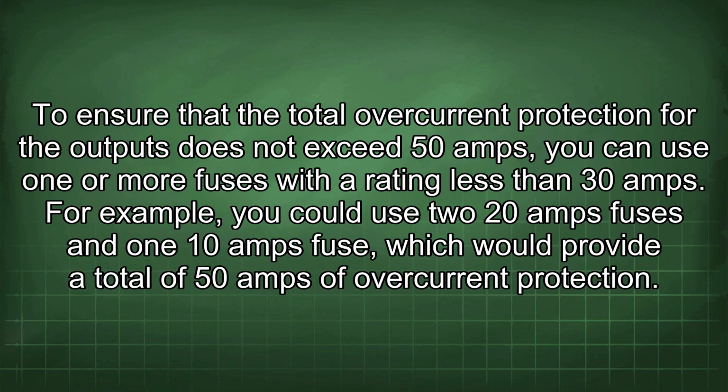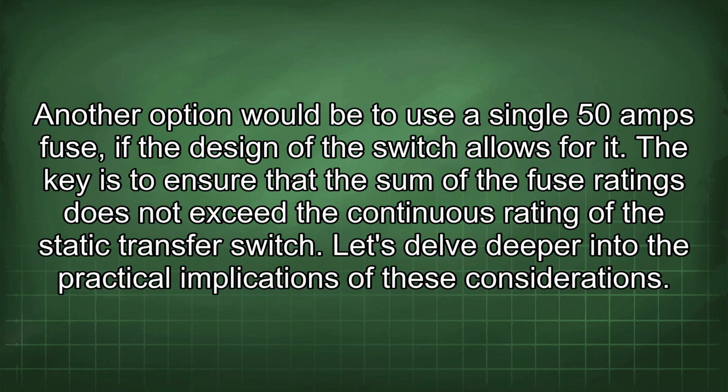To ensure that the total overcurrent protection for the outputs does not exceed 50 amps, you can use 1 or more fuses with a rating less than 30 amps. For example, you could use 2 20 amps fuses and 1 10 amps fuse, which would provide a total of 50 amps of overcurrent protection. Another option would be to use a single 50 amps fuse, if the design of the switch allows for it. The key is to ensure that the sum of the fuse ratings does not exceed the continuous rating of the static transfer switch.